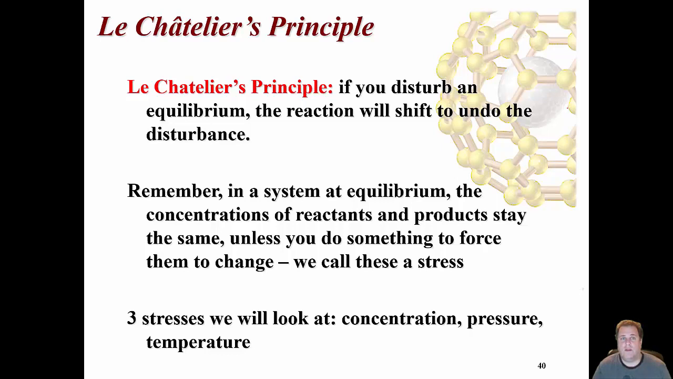So first of all, we have to look at this. With Le Chatelier, we're starting with the system at equilibrium. And remember, when we're at equilibrium, the concentrations of everything in the system will be constant. Okay? And it's going to stay that way unless we make some sort of change. We call these changes stresses. The three stresses we're going to look at with Le Chatelier's principle are concentration, pressure, and temperature.